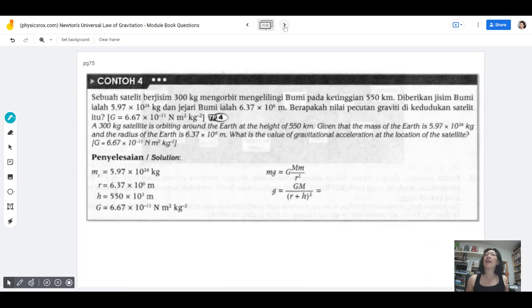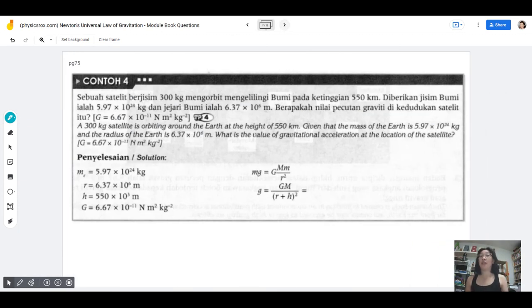Right, so now let's look at the next question, which is on page 75, Contoh 4. For this question, you need to determine the gravitational acceleration at the location of a satellite. Where's the satellite? It's orbiting Earth at a great height, which in this case is 550 kilometers. So you can see over here, again, they've extracted the values from the question.